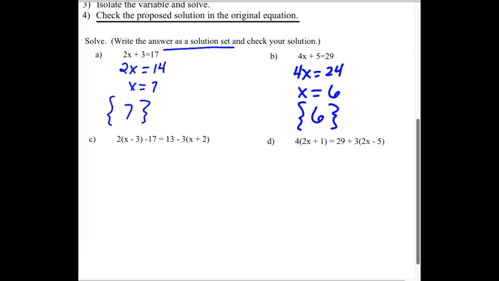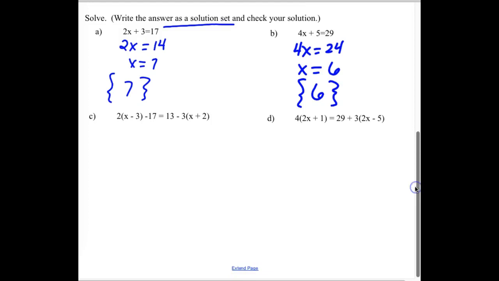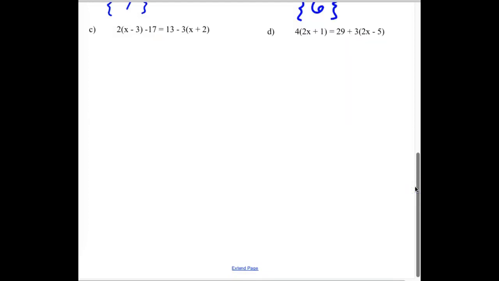How are the next two different from the first two? They look more complicated. What do we have to do? There's some distributing. There's some like terms we need to combine.